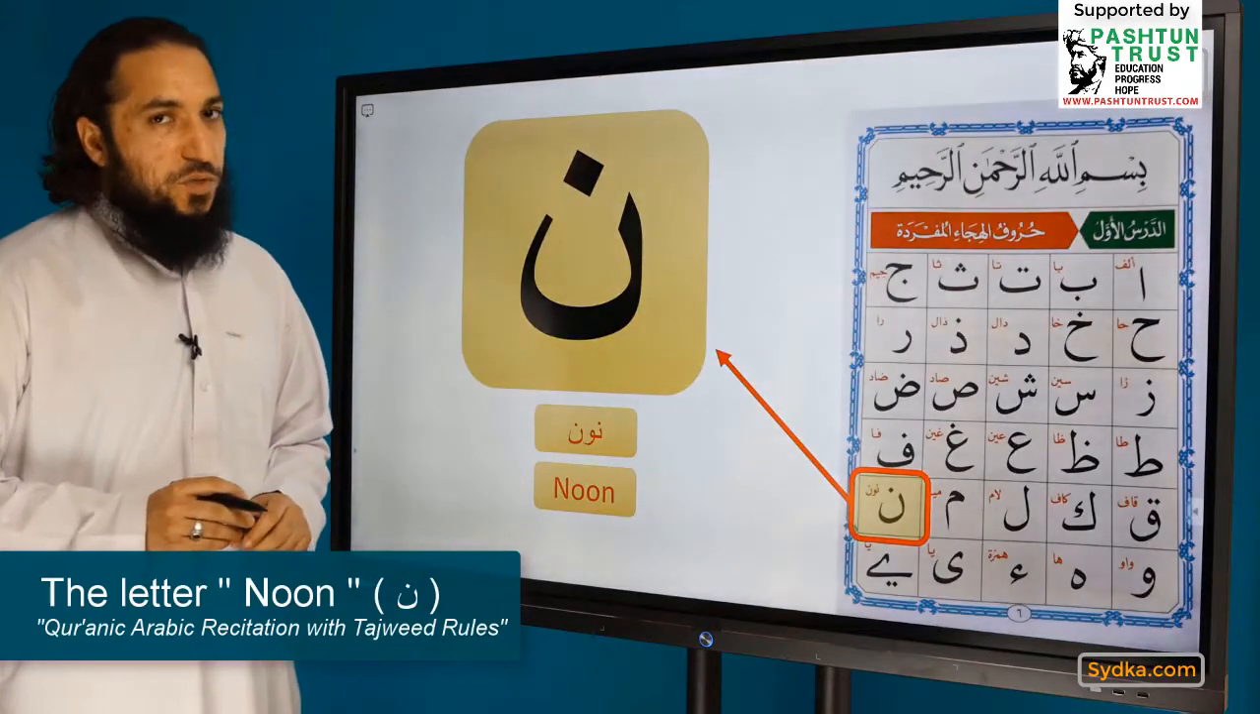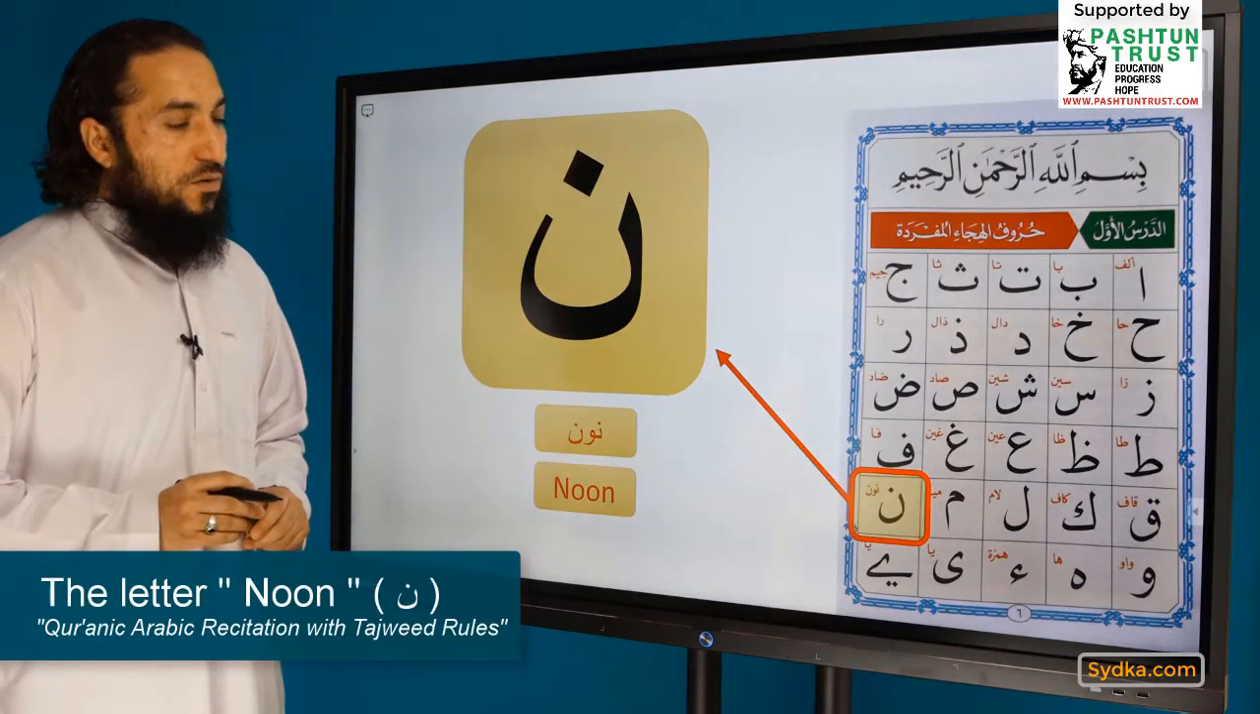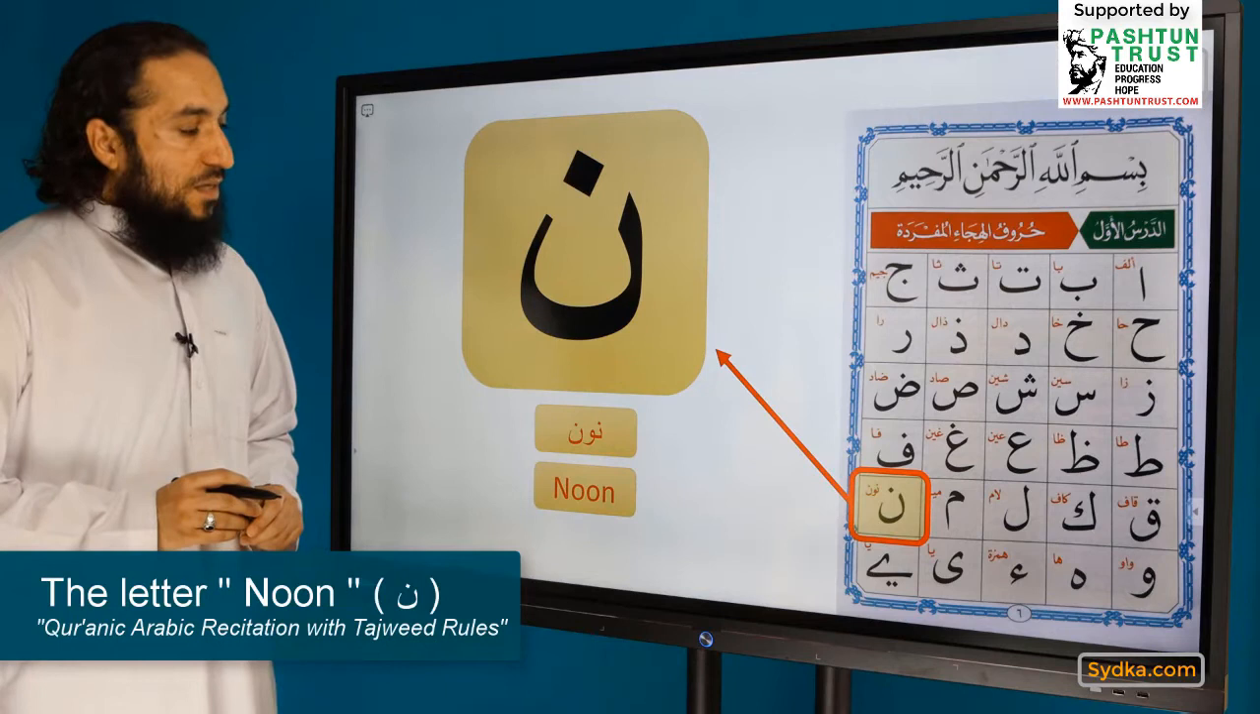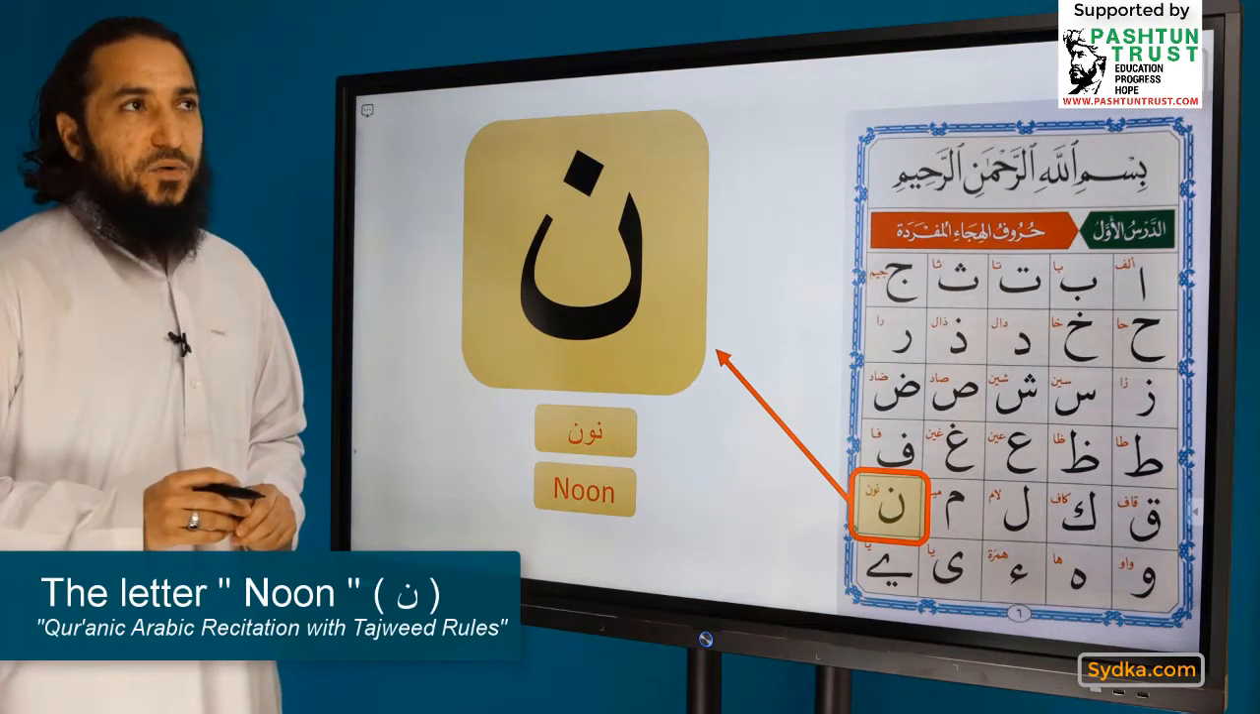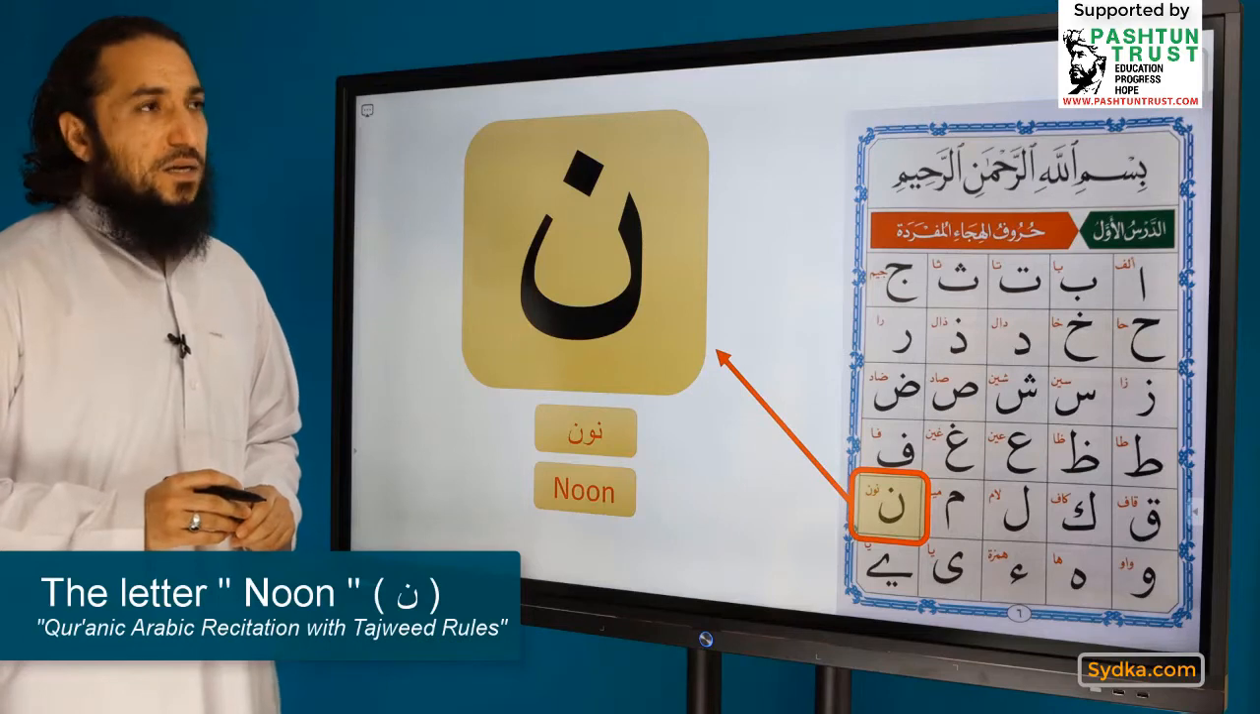So in this session we will be studying another letter of the Arabic alphabet, and that is called Noon. It is called Noon, and the sound is N. N. Noon. N. Okay.